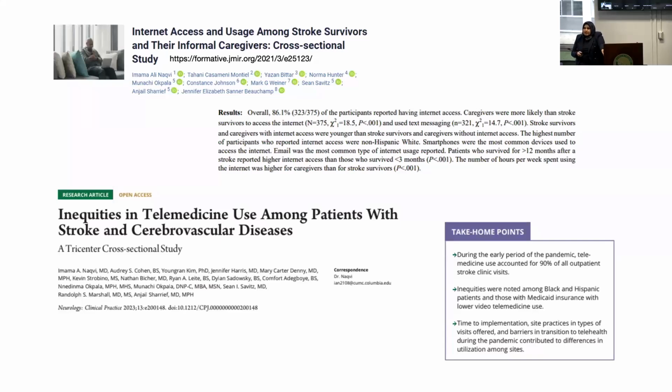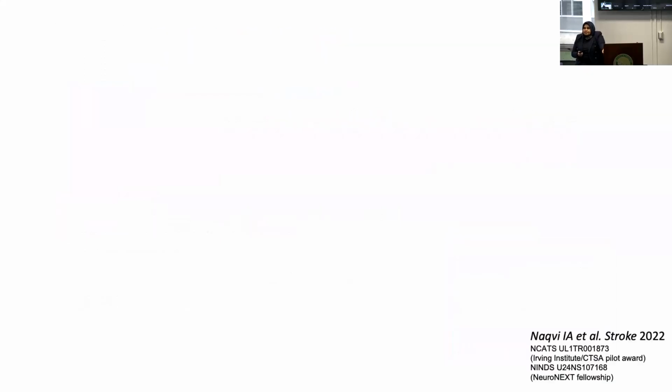And we did a 3-center study. We saw that there were differences in access in terms of video versus telephone, but that everybody was able to receive that access in one form or the other. So really thinking about how we're tailoring to what technology is available.